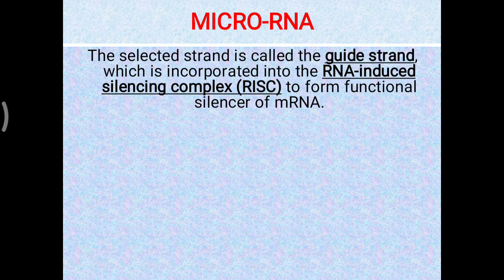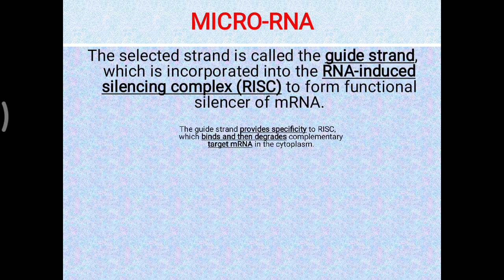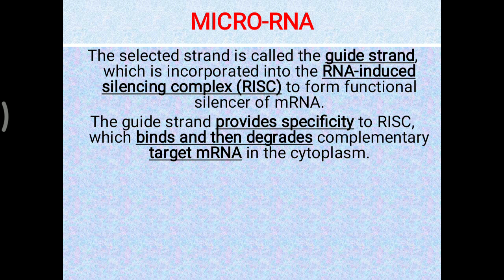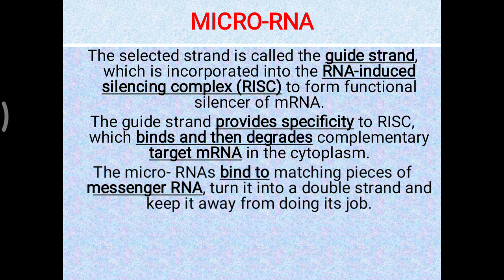So the selected strand is called the guide strand, which is incorporated into the RNA-induced silencing complex. Whatever this guide strand or remaining microRNA is, it is incorporated into the RNA-induced silencing complex. It can provide specificity to the RNA-induced silencing complex, which binds and then degrades complementary target mRNA in the cytoplasm. So once it is attached to the mRNA, this microRNA binds to a matching piece of mRNA and turns it into a double strand. So if mRNA is present and the microRNA is attached, it is converted into a double strand.